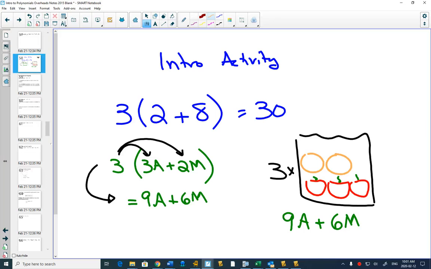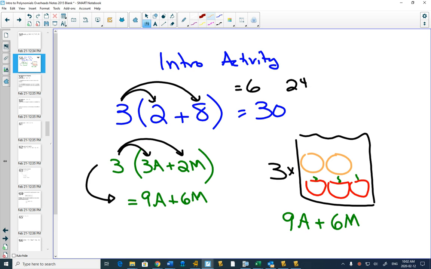So Duncan's saying, well, since we have 3 bags, we're just tripling the apples and tripling the mandarins. So I could just take this 3 and multiply it by that, and this 3 and multiply it by that. Would that have worked here? Could I do 3 times 2 and 3 times 8? What would I get if I did 3 times 2 and 3 times 8? 3 times 2 is 6. 3 times 8?